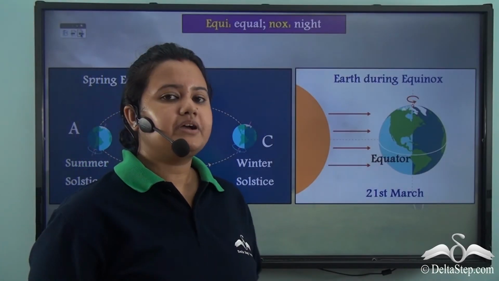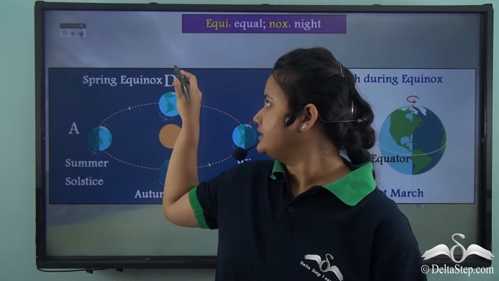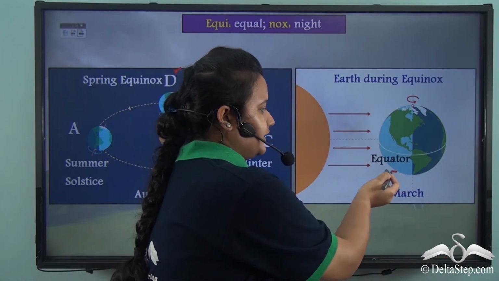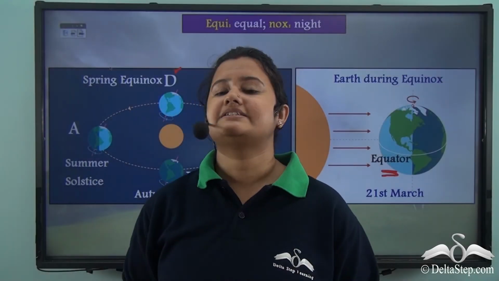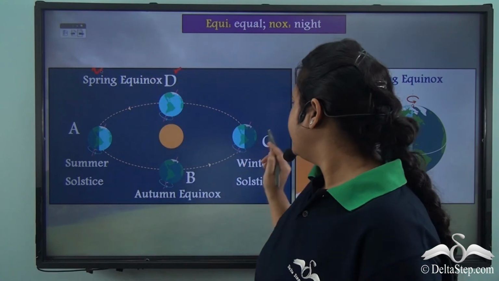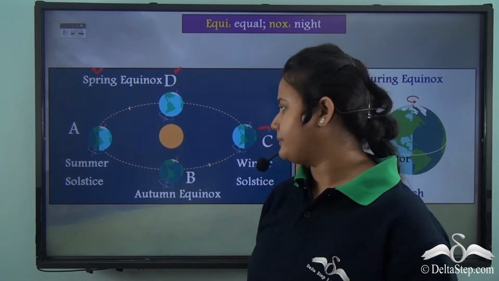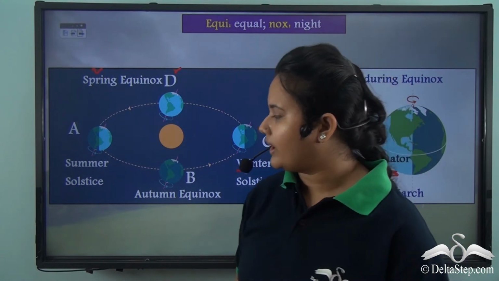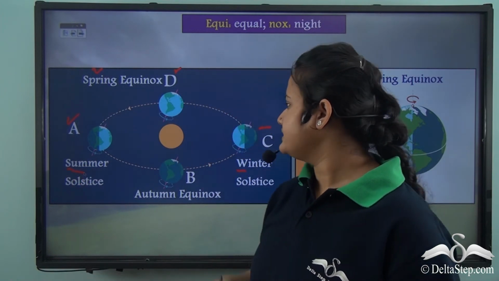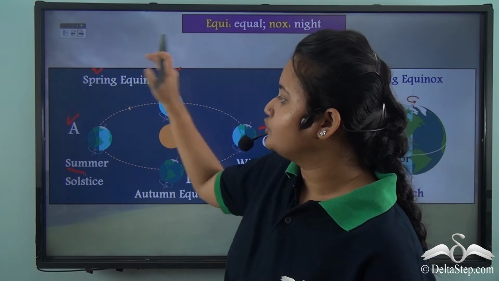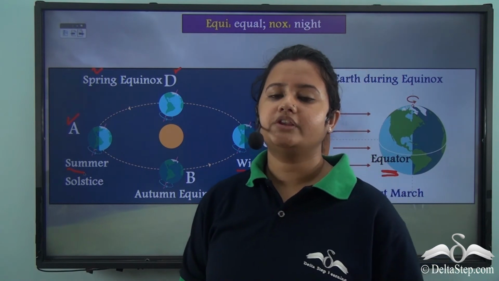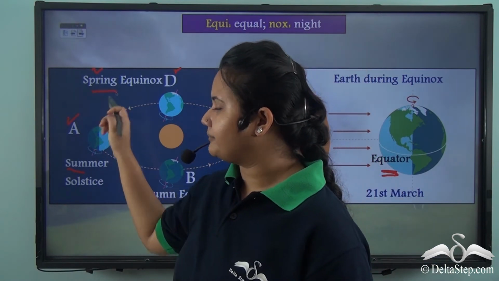Now, the same conditions prevail at position D. At position D, the sun is vertical over the equator. Now, it is springtime in the northern hemisphere because here at position C, the northern hemisphere experiences winter, while here at position A, the northern hemisphere experiences summer. So, as the earth moves from position C to position A, there is a transition from winter to summer. So, the northern hemisphere experiences spring.